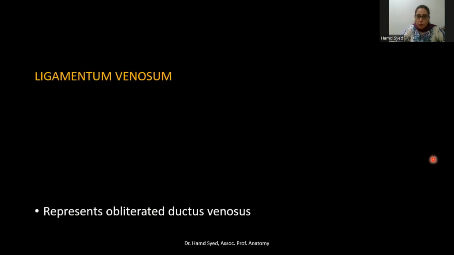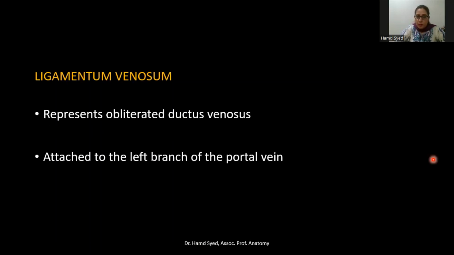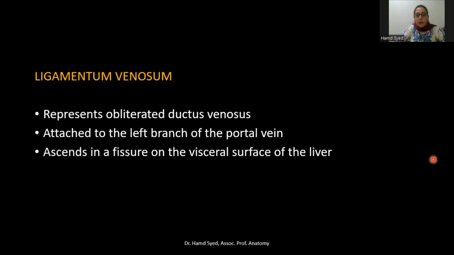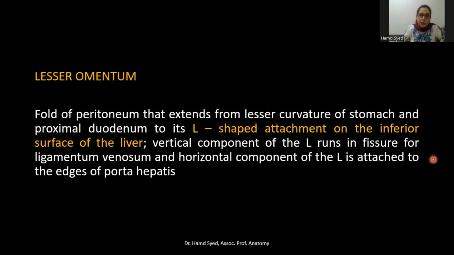Then the ligamentum venosum. This represents the obliterated ductus venosus, as I showed you before, and it is also attached to the left branch of the portal vein. It ascends in a fissure on the visceral surface of the liver.